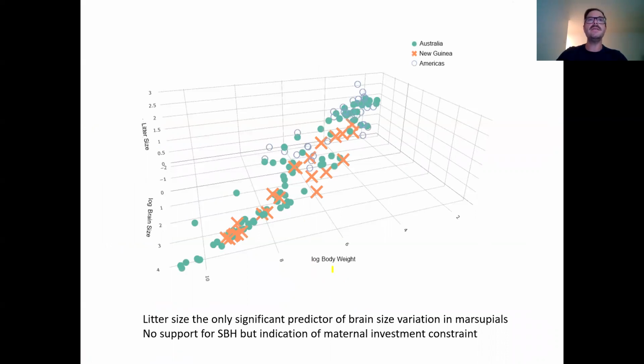The results of this study showed that the only significant predictor of brain size variation in marsupials is litter size. We didn't find support for the social brain hypothesis, but we found indication for maternal investment constraint. So again, applying similar methods in different taxonomic groups yields 2 different results.